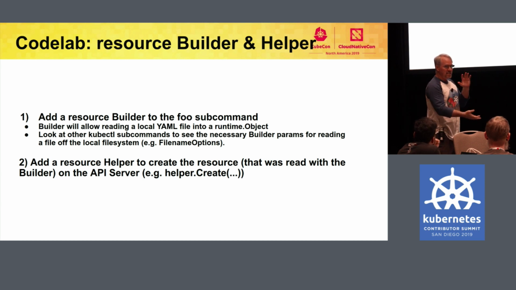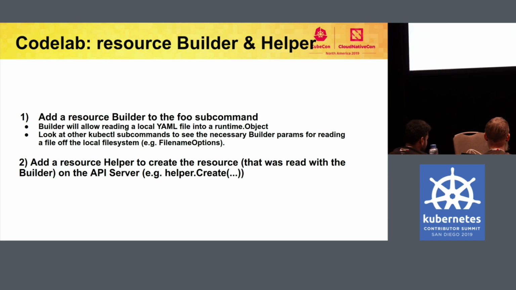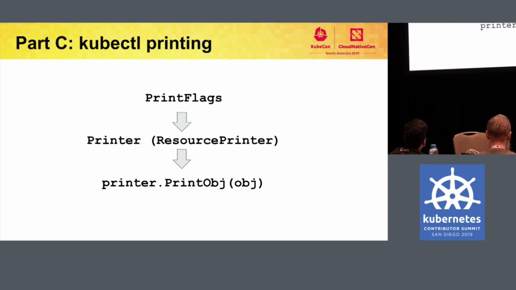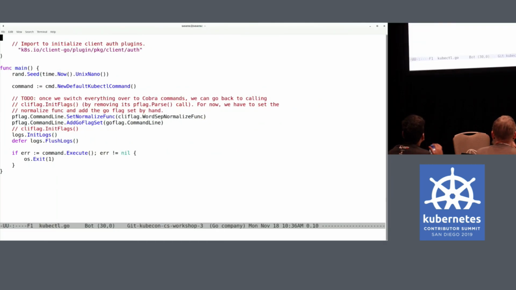It's only going to give it to you as a runtime object, which is the highest. It's a very thin interface over every single type of object. Let me see, and we're going to actually add a resource helper. Okay, let me go to some of the code here.